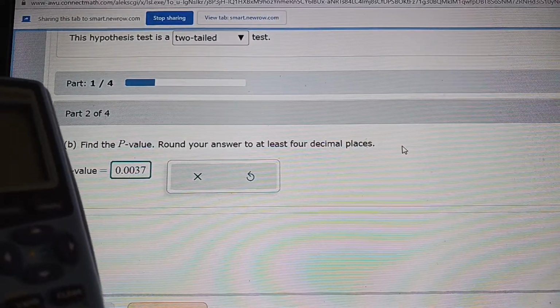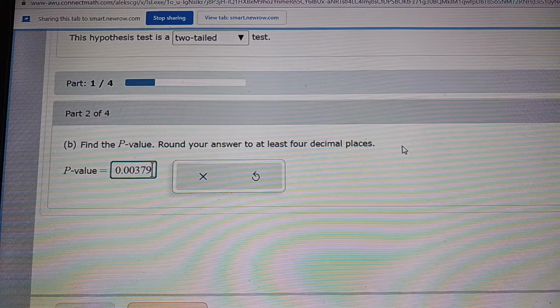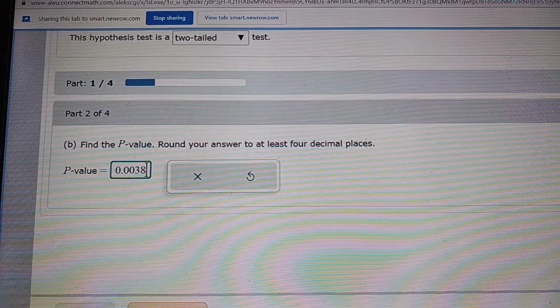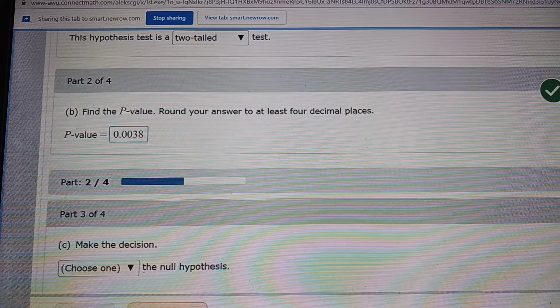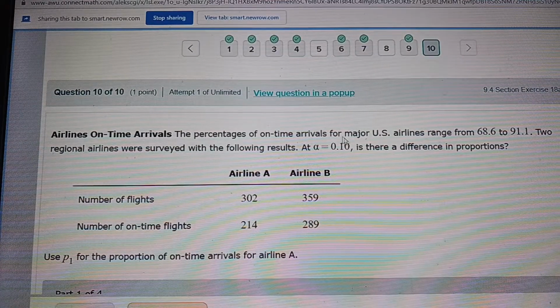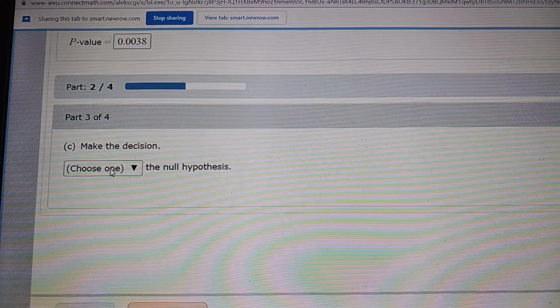0.00379. So if you round that to 4, you're going to have to add 1 to your 7 and make it an 8. 0.038. That's pretty low. That's less than 1%. That's less than any alpha they would give you. They gave me the highest possible alpha, 0.10, which is actually 0.1000. 0.038 is less than 0.1000. So my p-value is low, the null must go, so reject the null.